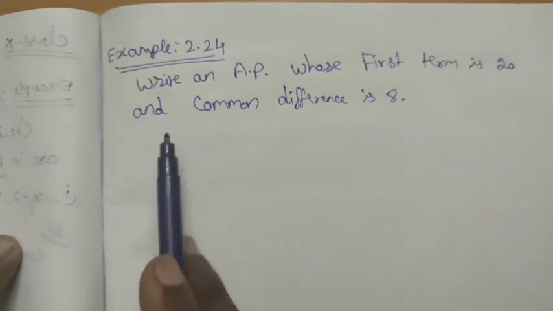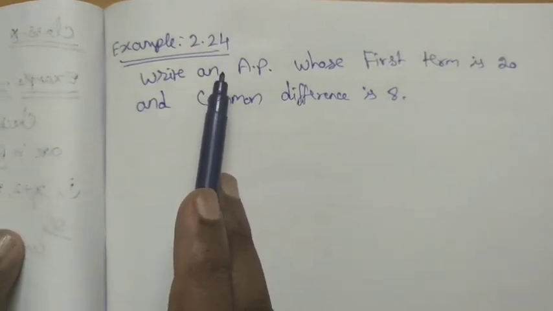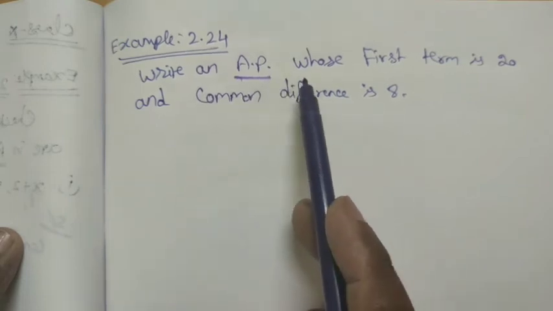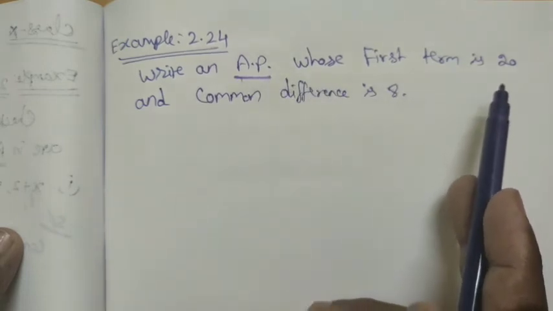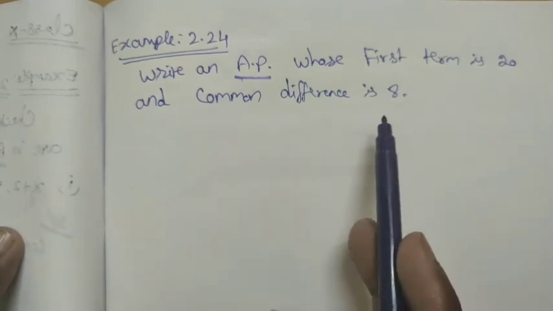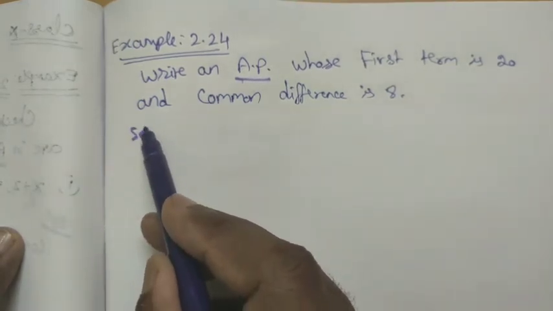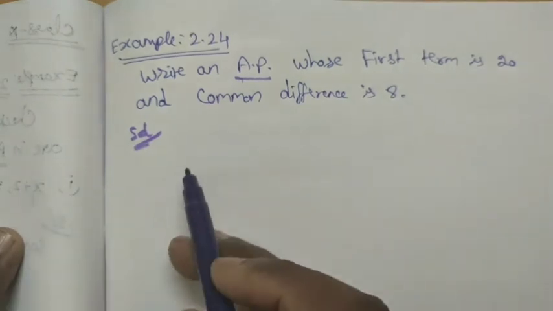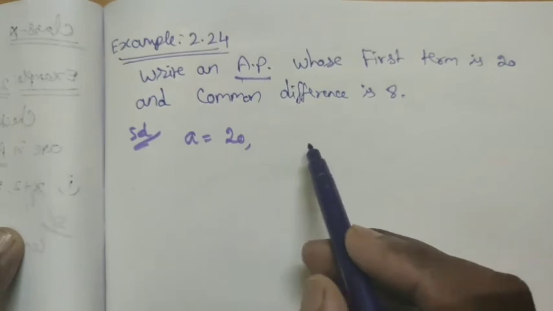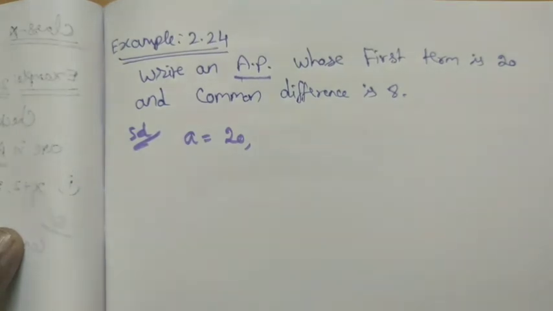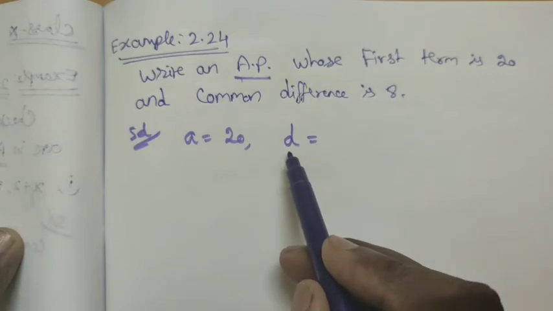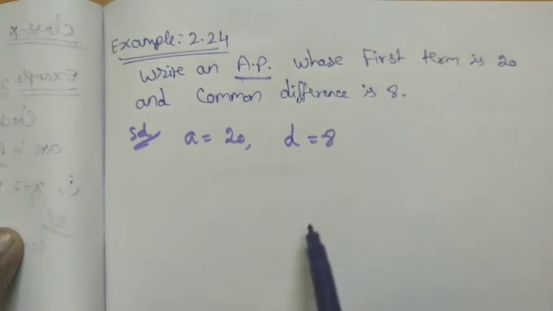Okay, next let's see example sum 2.24. Write an AP, right? We have to form an AP sequence whose first term is given as 20 and the common difference is given as 8. Solution. We denote the first term as A, right? First term A is equal to 20, and the common difference D, we mentioned common difference as D, is given as 8.